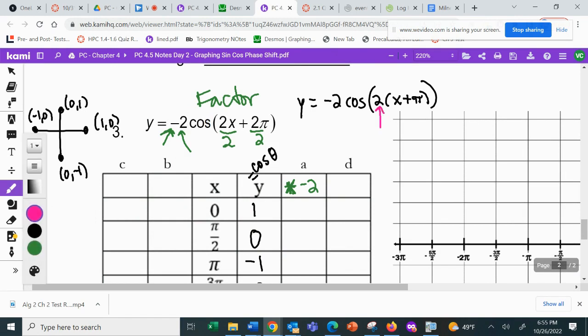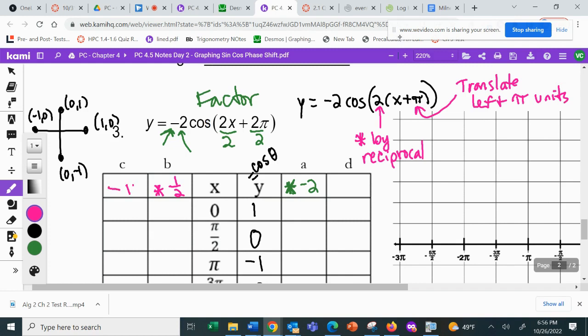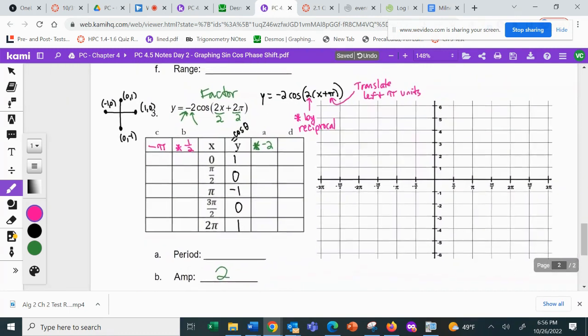So where I see a 2 here, I have to multiply by the reciprocal. Oops, I spelled that wrong. Reciprocal. And the reciprocal of 2 is 1/2. So that would be a horizontal shrink by a factor of 1/2. And then this pi over here is a translation. And this is going to be left pi units. So in the C column, we go left.